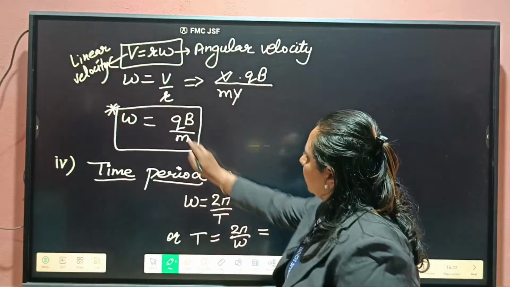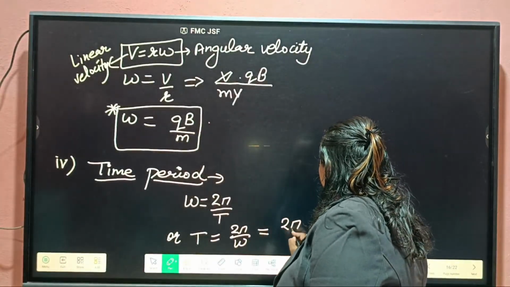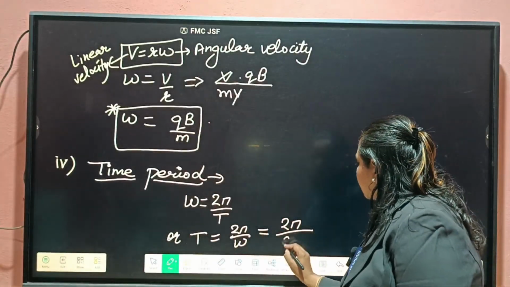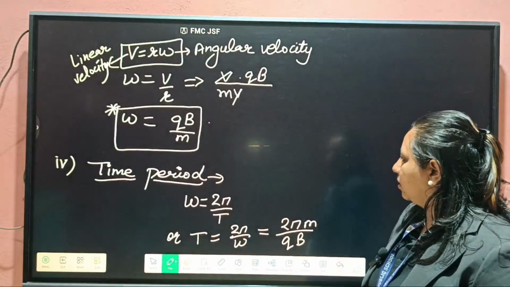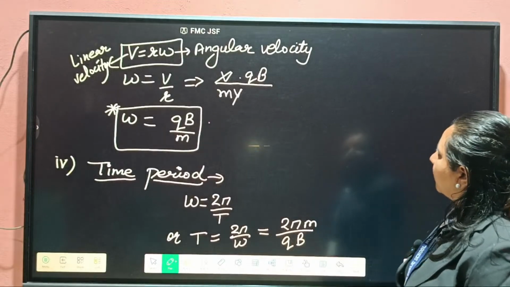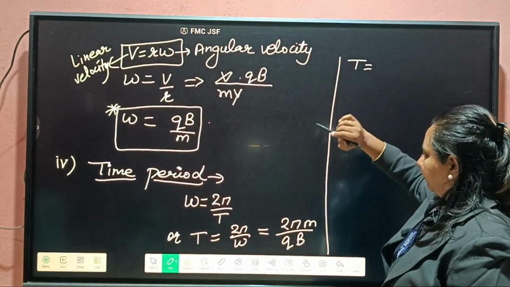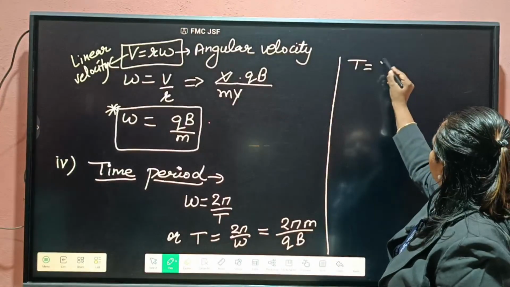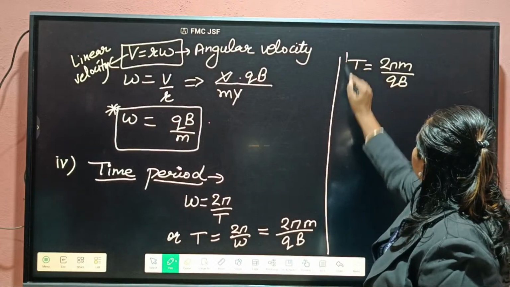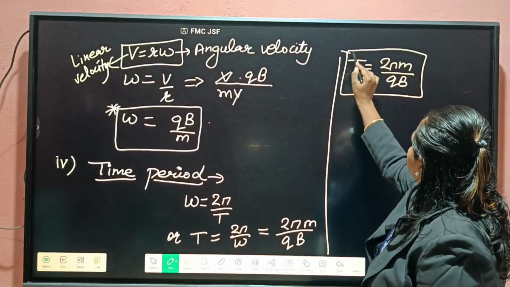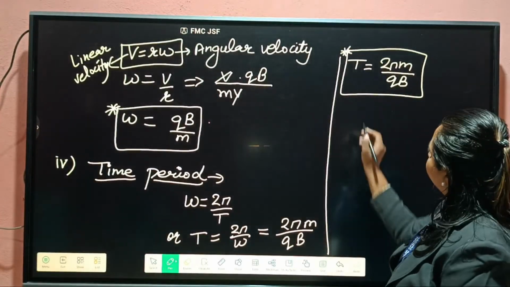By putting the value of omega from this formula into this formula, 2 pi upon QB over M gives 2 pi M over QB. This is the expression for time period, right? So T is equal to 2 pi M over QB. This is the time period of revolution in the circular path by the charged particle.